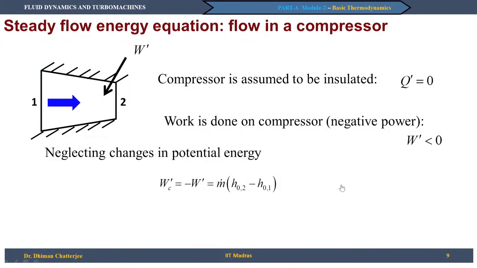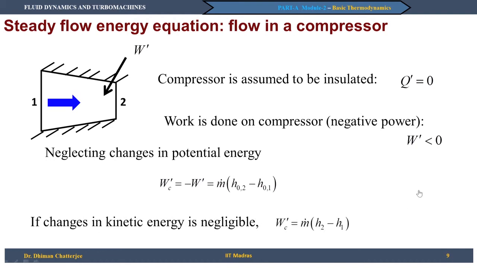What it means is that the fluid leaving the compressor, the fluid leaving this turbomachine, actually has more energy, because the energy is being added by the blades. And if the kinetic energy changes are negligible, then again we can talk about m dot (h2 minus h1).